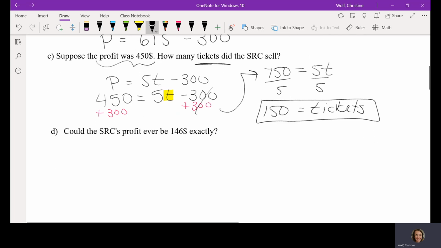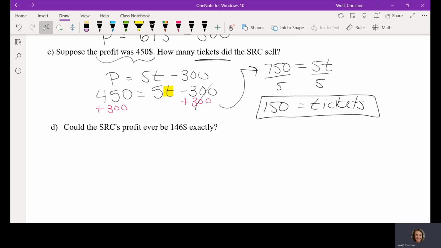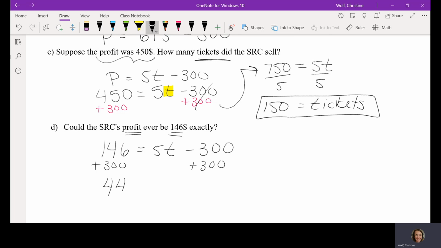Okay, last one for this one. Could the SRC's profit ever be $146 exactly? Well, let's see. If we replace profit with 146 and we fill in the rest of the equation and we add 300 to both sides, on the left we would get 446 equaling 5t.